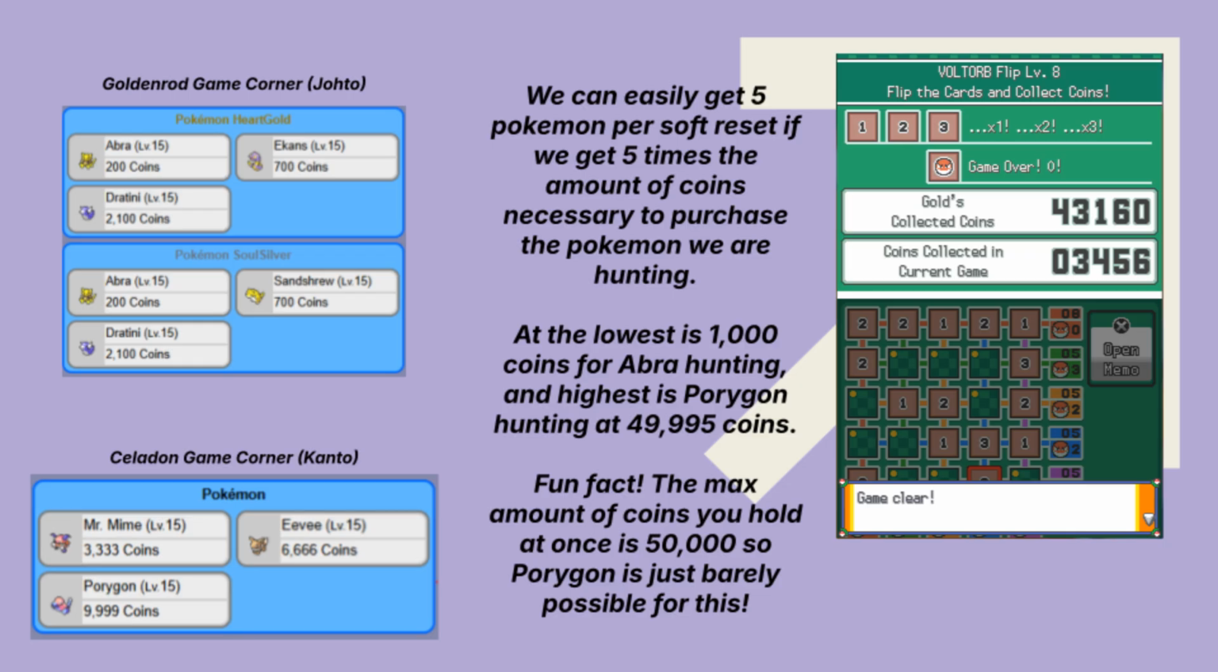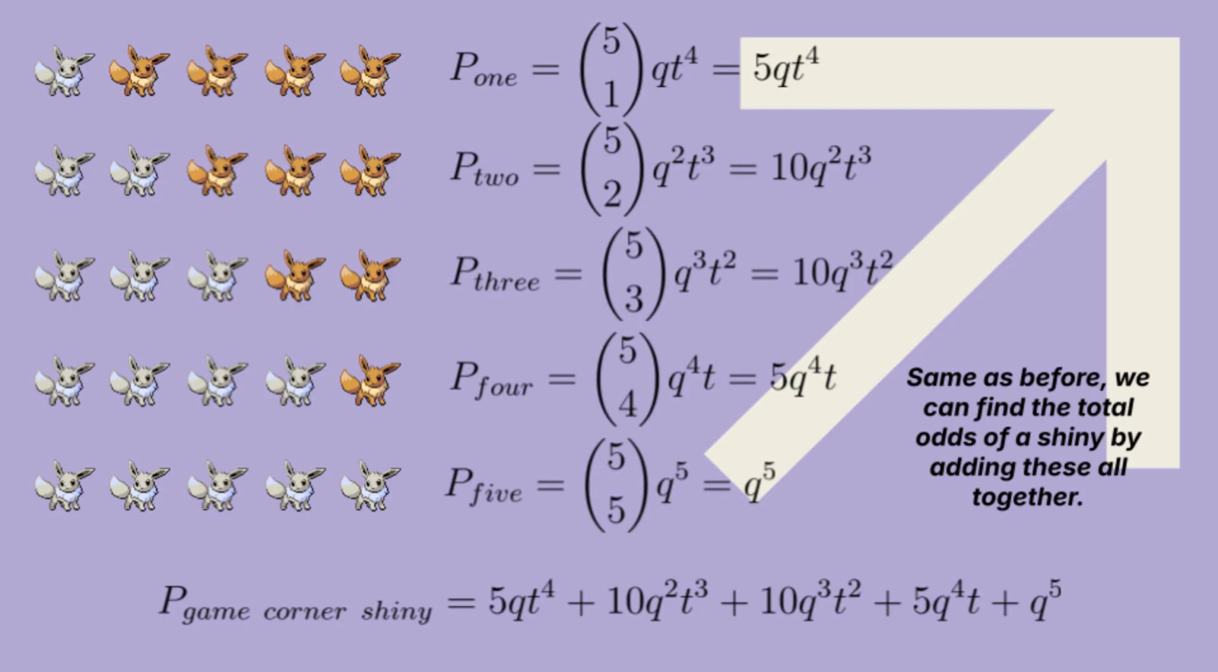If you have enough coins to purchase 5 prize Pokemon, as that is the most you can purchase at a time, then this allows you to check 5 Pokemon with just 1 soft reset. Just like the starter Pokemon situation, since this is a simultaneous check, there are multiple situations where a shiny is generated. We can use our combinations and binomial formula to make the following equation, where T is simply the odds of not getting a shiny Pokemon.